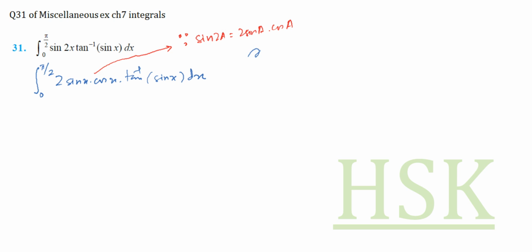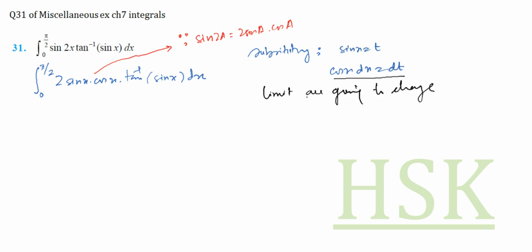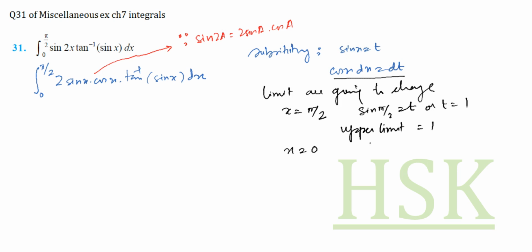Now I'm going to substitute sine x as equal to t. There I'm going to get cos x dx is equal to dt. Now limits are going to change. To calculate the upper limit, I'm going to take x is equal to pi by 2. On taking x is equal to pi by 2, I get sine of pi by 2 is equal to t, or t is equal to 1. Therefore upper limit is equal to 1. When x is equal to 0, sine of 0 is equal to t, or t is equal to 0. This is the lower limit.